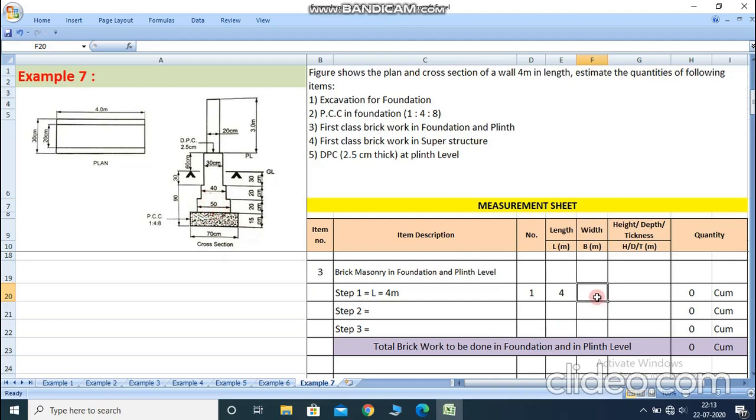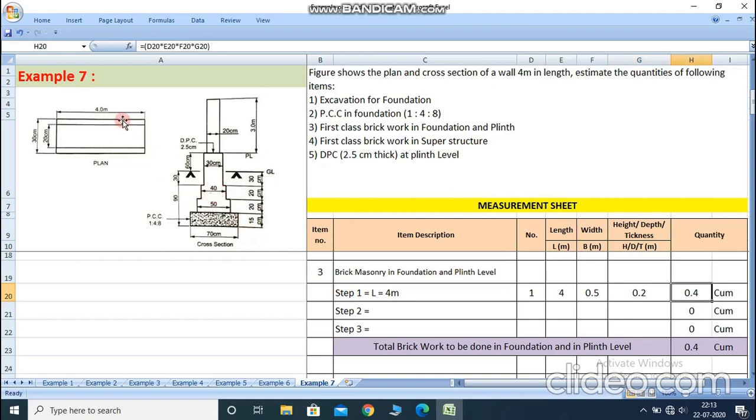So right here, 50 centimeter converted into meter means 0.5 meter, and the thickness of the brickwork for the first step is given as 20 centimeter. So now here put 0.2 as the thickness. Now we take step 2.